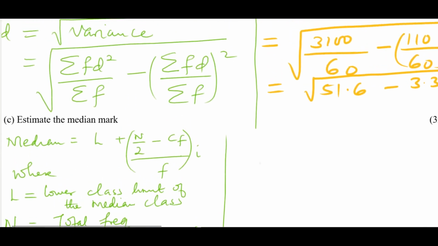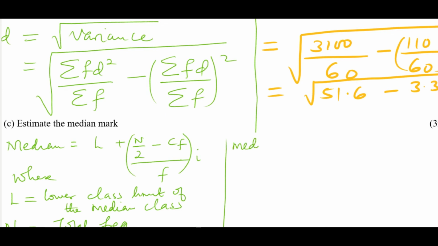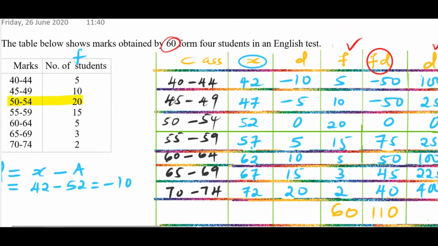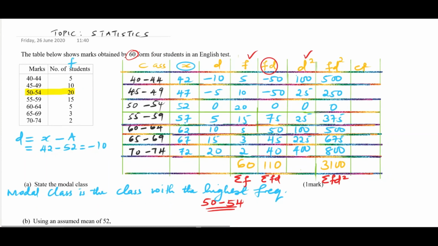So there are several things that we need to get. The first thing is to obtain the median class, which is obtained by getting the total frequency divided by 2, and that will be the 30th position. To obtain the 30th position, we need the column on cumulative frequency. Look at the frequency: the first one is 5. You go adding: 5 plus 10 is 15, 15 plus 20 is 35, 35 plus 15 you get 50, 50 plus 5 is 55, 55 plus 3 is 58, 58 plus 2 you get 60.